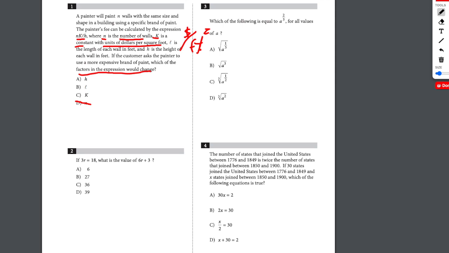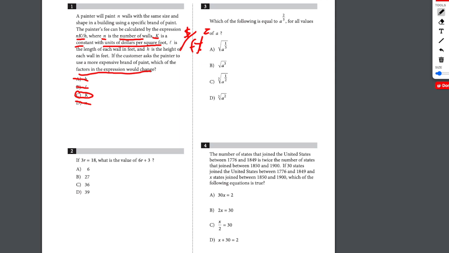L is the length of each wall in feet. You're not changing the length, you can't just change the length of the wall. You could ask them to do a different wall, but no. H is the height of each wall in feet. Oh, this is length, this is height. Nope, nothing to do with it. It's K, choice C. That's the only one referring to K, the constant, which represents the units of dollars per square foot. So that one will actually have an effect on the cost and the price. That's the only correct answer.